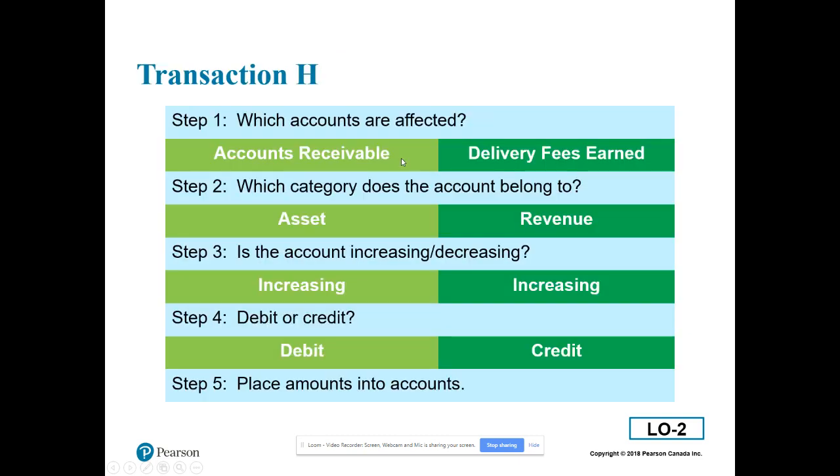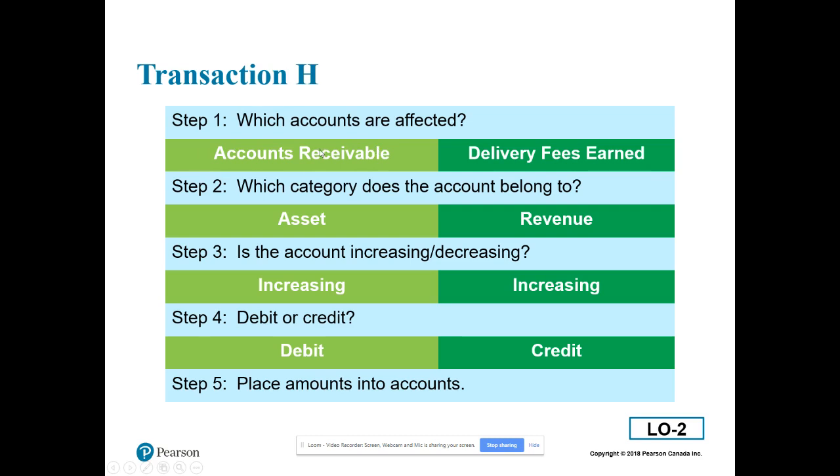Entry H. I billed my customers. So if I bill my customers, that means I haven't received the money yet. It's a promise to pay me. That's an accounts receivable. Delivery services rendered. Well, I used that account before. That was delivery fees earned. That's the revenue account. I performed this. They owe me the money. So if they owe me the money, it's accounts receivable.